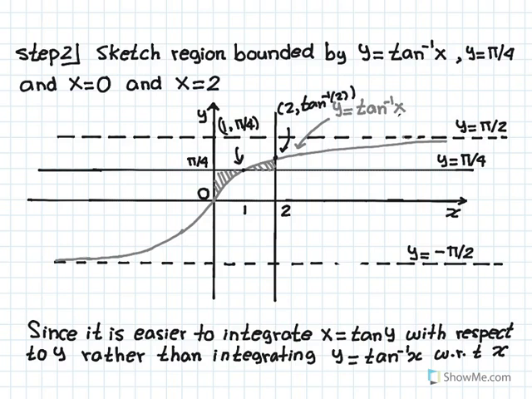Now we have a choice of integrating with vertical rectangles and integrating with respect to x, or using horizontal slices and adding them up in the y direction, integrating with respect to y. How do you make that decision? Well, it's definitely easier to integrate x equals tan y with respect to y, rather than integrating y equals tan⁻¹x with respect to x. The difference being that integrating tangent of y is a simple u substitution. Integrating arctangent of x involves integration by parts. So we're going to do it the easy way.